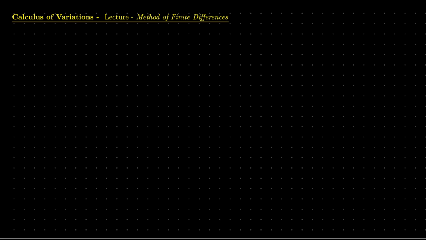Today, I'll be talking about one very nice approach to solving problems in the calculus of variations, and this is going to be the method of finite differences. And the way that I'll present this method is through the use of a very classic problem in the calculus of variations called the Brachistochrone problem, or the problem of finding a path of shortest time.